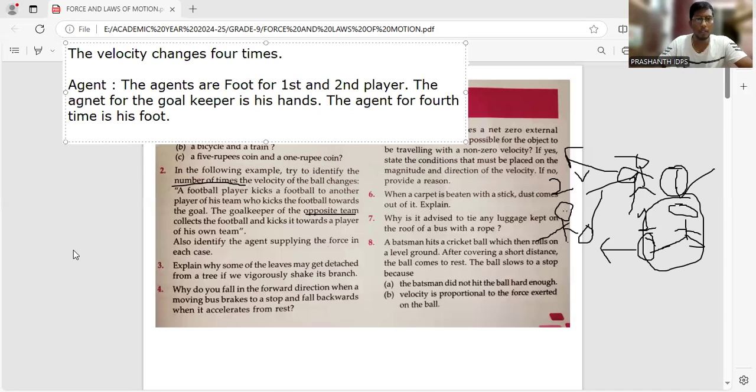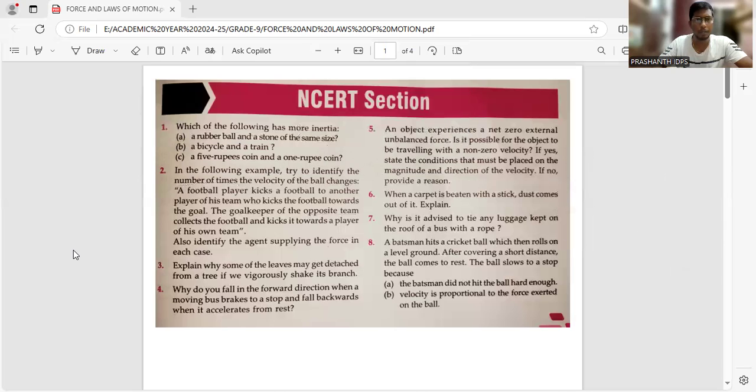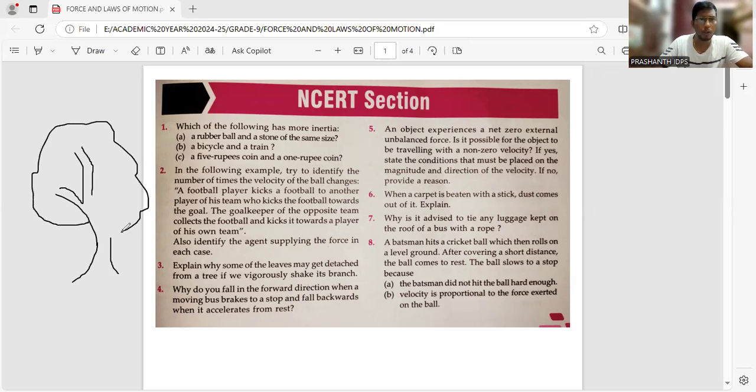Now explain why some of the leaves may get detached from a tree when we vigorously shake its branches. Okay, imagine it's a tree. The tree will have leaves, and these are the branches. Let us consider, I'll be using the green color, all these are the leaves. So if we vigorously shake the branches, what happens? Leaves fall down. He's asking why. Again, it is because of inertia. I'll write the answer here.